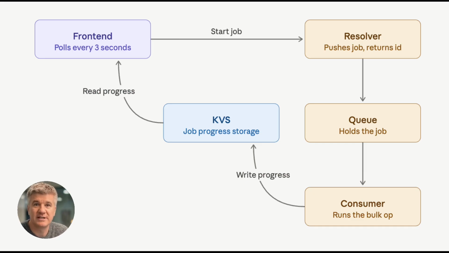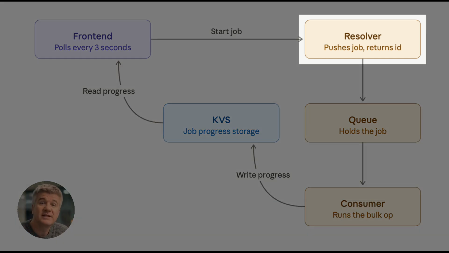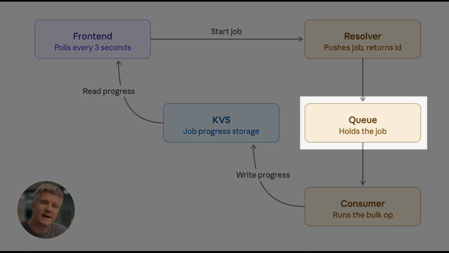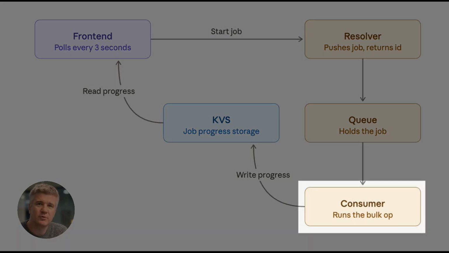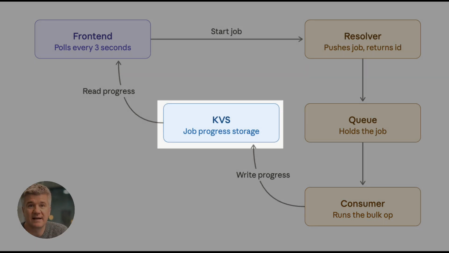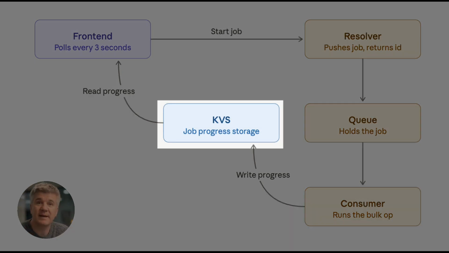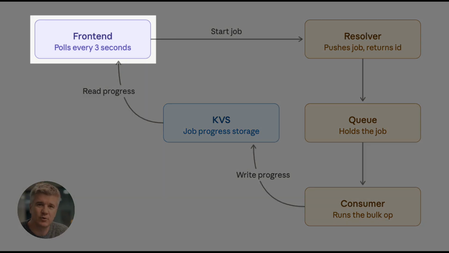Second, the operation is no longer synchronous, so we'd need a whole machinery for it. The resolver pushes the job to a queue and returns a job ID. A consumer picks it up from the queue and starts running the bulk operation. As it goes, it writes progress to KVS. How many issues processed, how many failed. Meanwhile, the front end has to poll KVS every few seconds to read that progress and show it to the user. A lot of moving parts for what should be a simple bulk update.